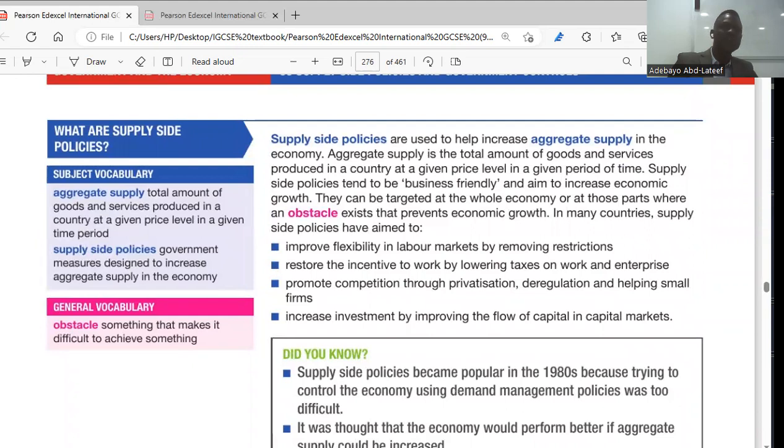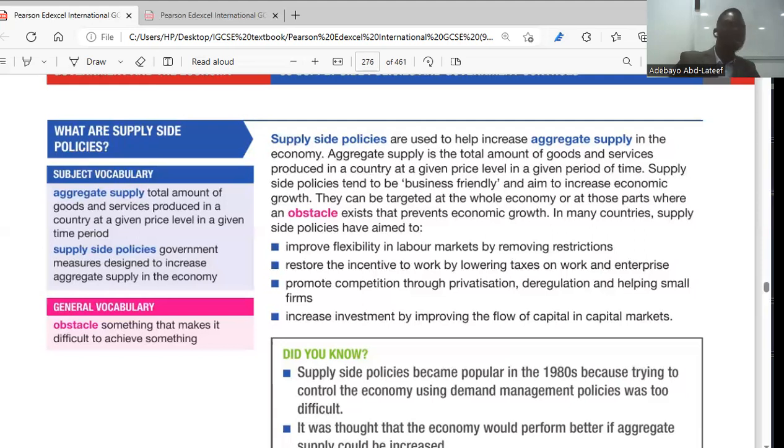In many countries, supply side policies have aimed to, before we go into that, using supply side policy, it means government is trying to increase aggregate supply. And if aggregate supply increases in the economy, that means economic growth will happen because output in that economy has increased. Most of the time, government could use this policy in those industries that are pulling the economic growth backward. And you get the point.